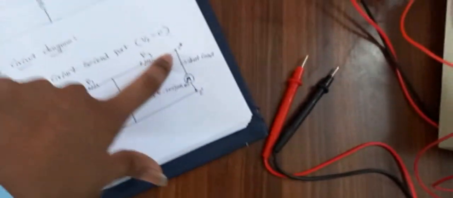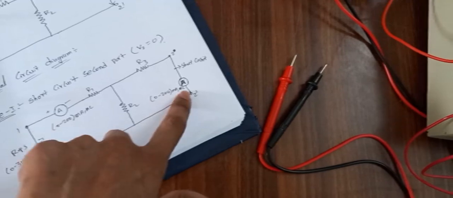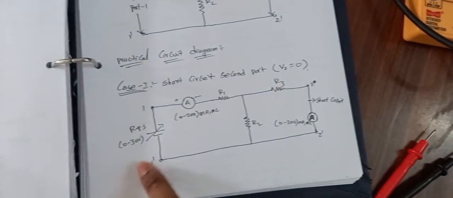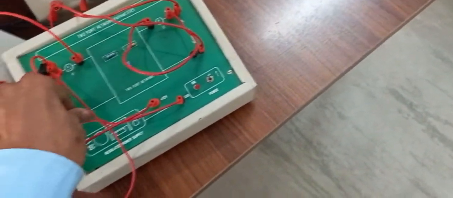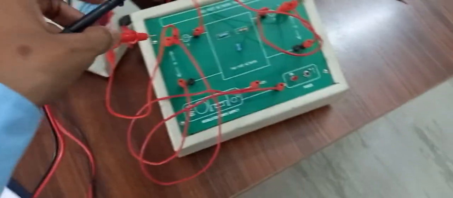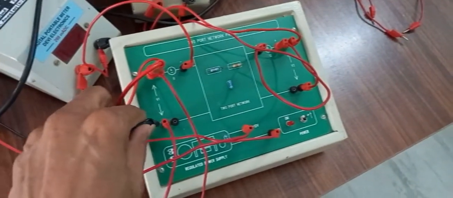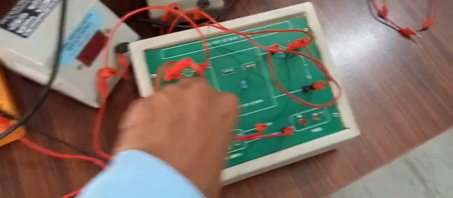Okay, so here the first terminal is connected to the ammeter's first terminal, and the second terminal is connected to the second port, according to this practical diagram. And I am going to connect one voltmeter, a multimeter, at the power supply side, where we are giving the power supply, to measure the voltage. Then I am going to turn on the power supply.